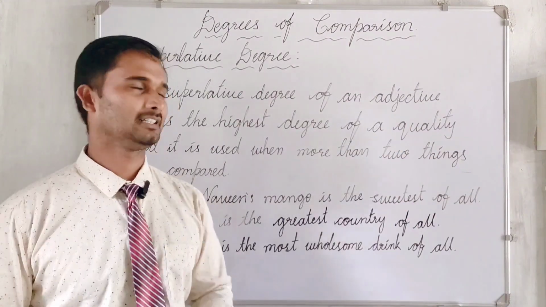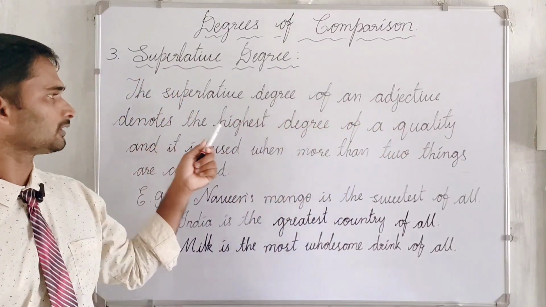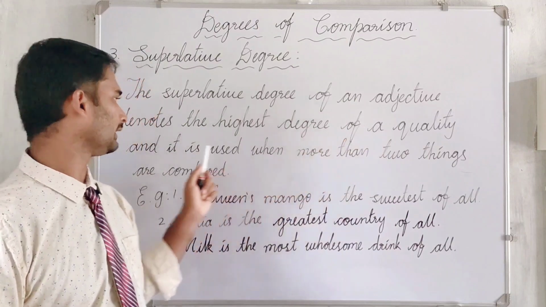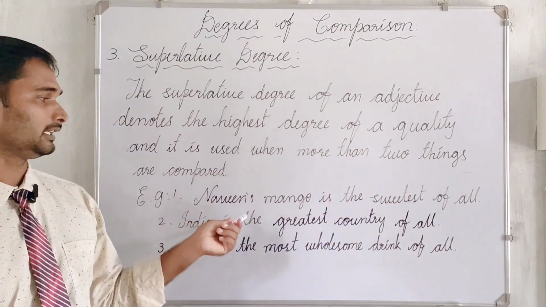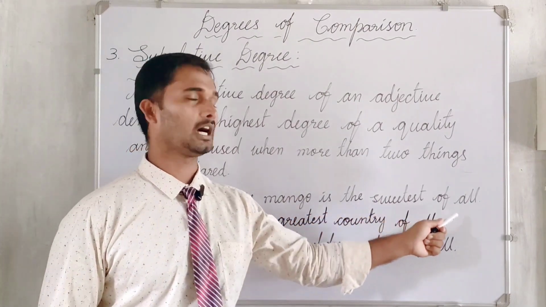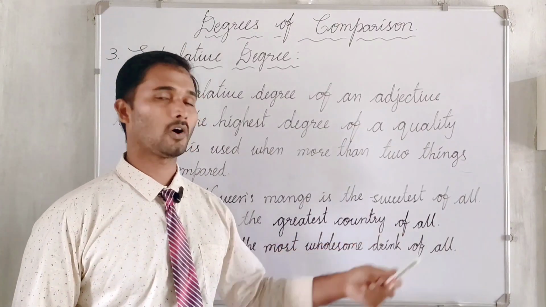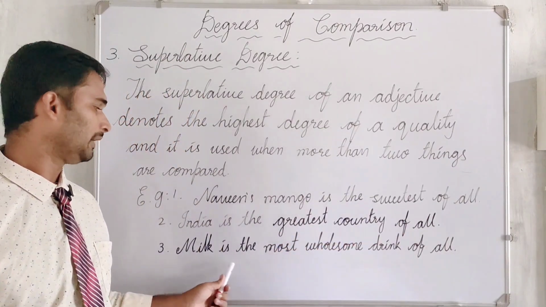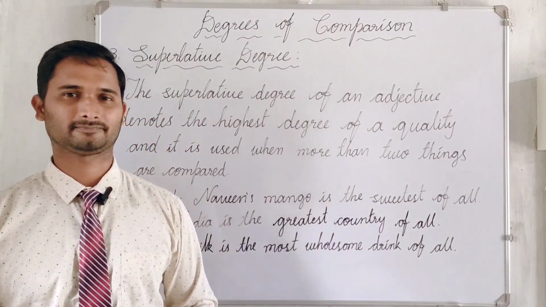Degrees of comparison. Superlative degree. The superlative degree of an adjective denotes the highest degree of quality, and it is used when more than two things are compared. Here are some examples. Navin's mango is the sweetest of all. India is the greatest country of all. Milk is the most wholesome drink of all.